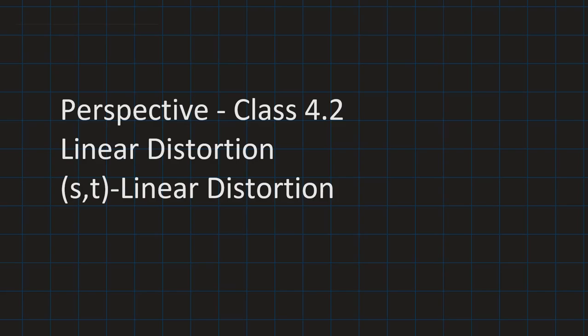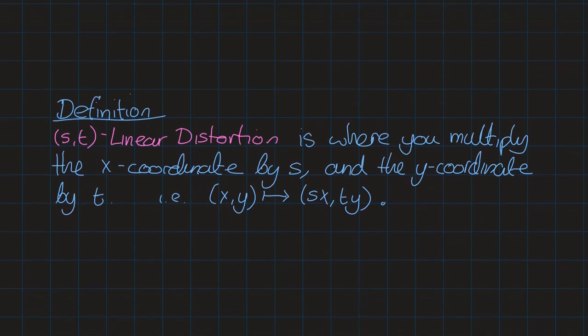Perspective Class 4 Video 2. In this video we're going to talk about another type of linear distortion. This time we're going to talk about ST distortion. So let's move straight to the definition.